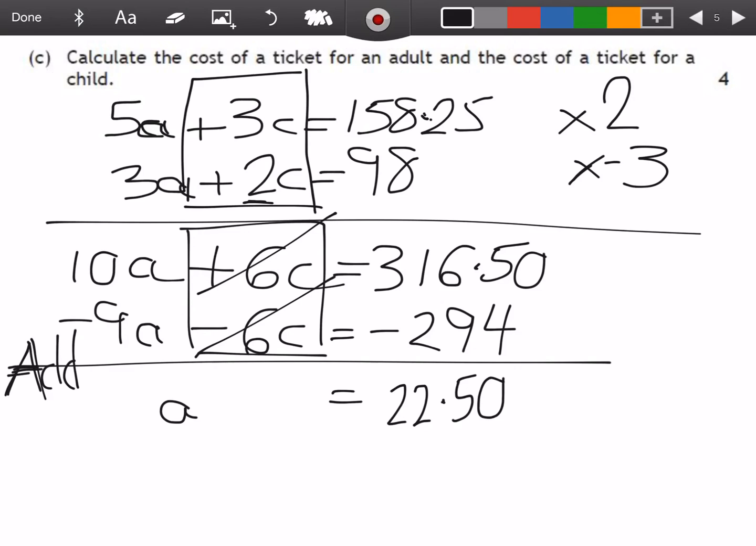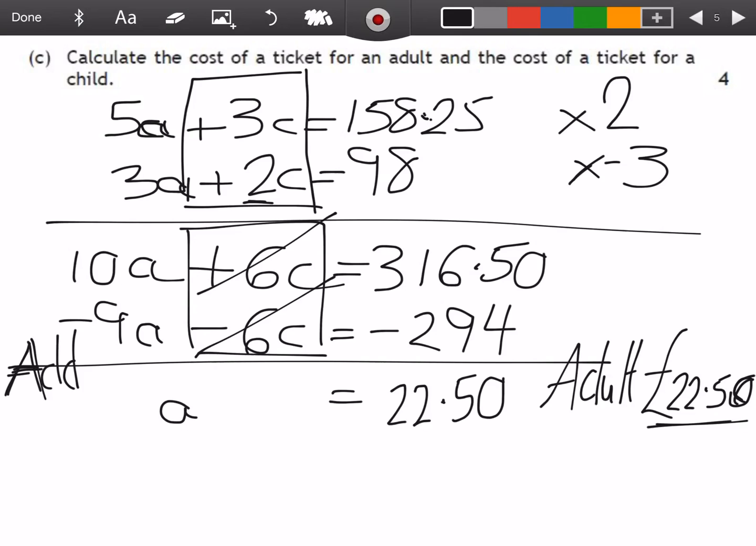Now before you go on, think of what A is, okay? We really shouldn't be leaving it as letter A equals 22.5. A was the price of an adult ticket. You must state it very, very clearly. And it's not 22.5, it's £22.50, okay? If you write 22.5, chances are you'll get a mark taken off. Now the question says find the cost of an adult and a child ticket. Okay, so we're not finished, we need to find out what the letter C stands for.